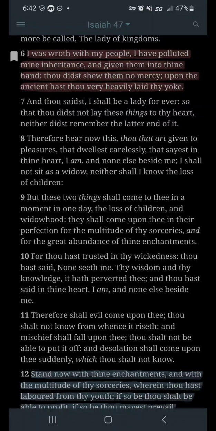All right? Therefore, hear now this, thou that art given to pleasures, that dwellest carelessly, that sayest in thine heart, I am, and none else beside me. I shall not sit as a widow, neither shall I know the loss of children. And Esau does have that pride, that they have a God complex, where they believe since they were put in a higher position by the Most High, man. The only reason Esau Edom was raised up was for our punishment, man. All right, Psalm 17:13 will tell you that.